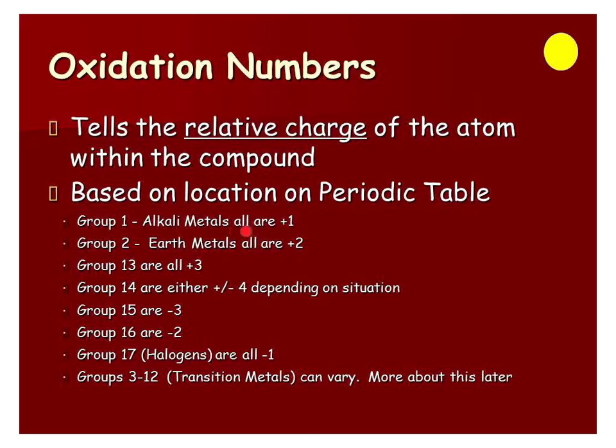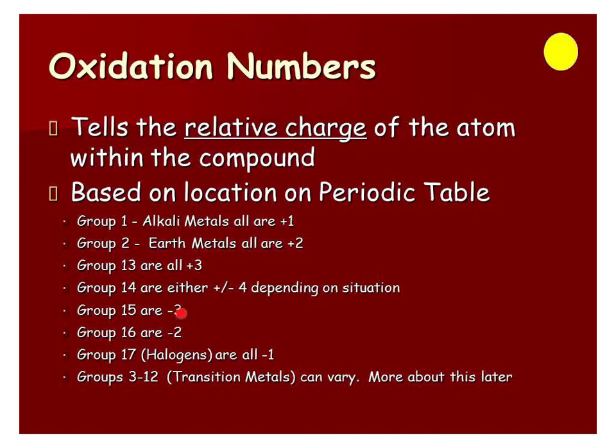So all group 1 alkali metals are going to have an oxidation number of +1. All alkaline earth metals are going to be +2, that's group 2. Group 13 are all +3. Notice I skipped over 3 through 12. I'm going to get to that in a minute. Group 14, carbon and silicon, is going to be either +4 or -4 depending on the situation. We'll talk a little bit more about that in a second.